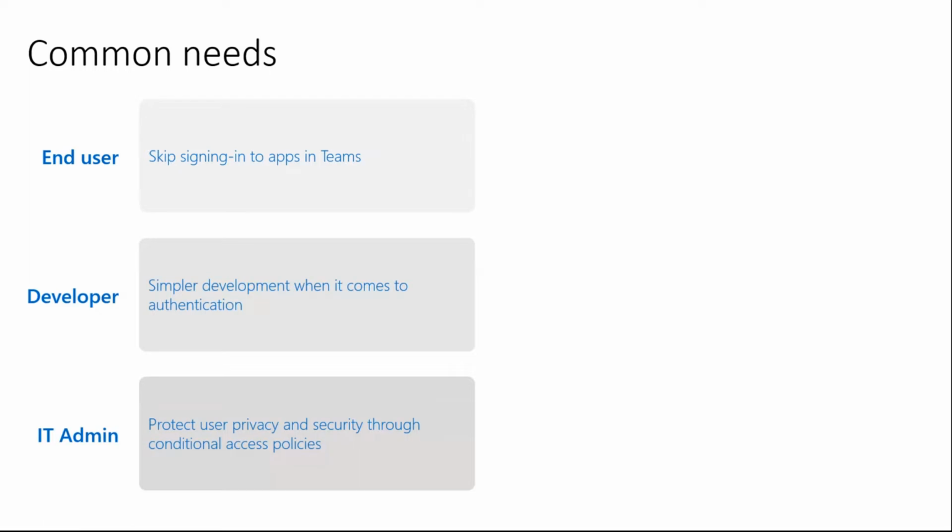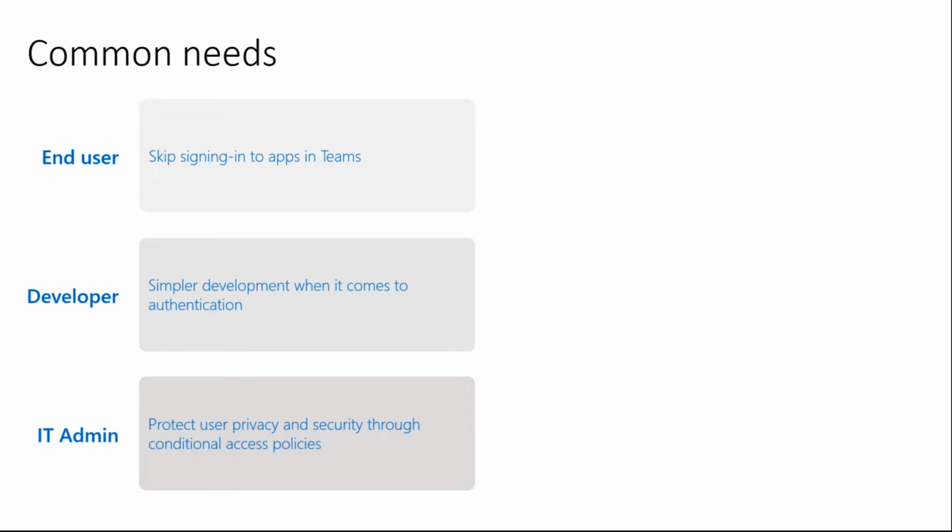Well, for the end user, it's pretty simple. They just want to skip sign in. They don't want to do it anymore. They've already signed into Teams. Why do they have to sign into their app as well? And why do they have to keep doing it over and over and over again? The chief complaint from developers is building authentication is just a terribly difficult ordeal to go through. It's really difficult to get right. It's very brittle. Anything that we could do to improve the developer experience would be great.